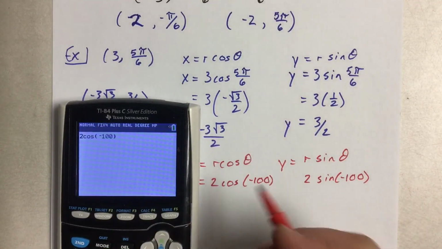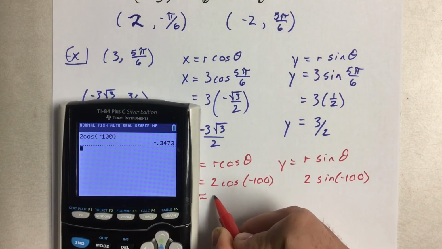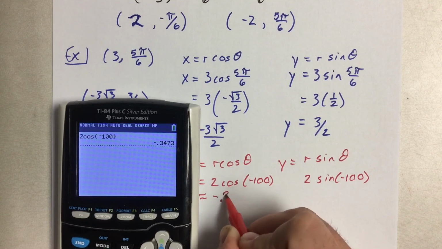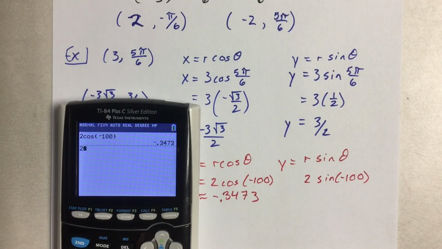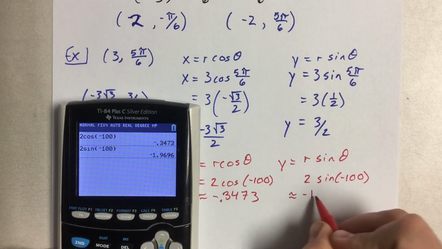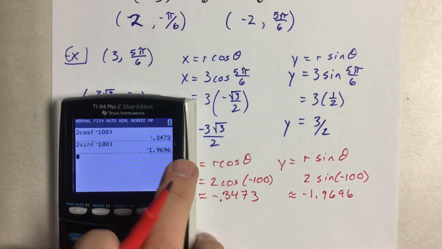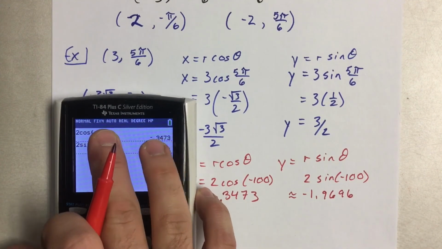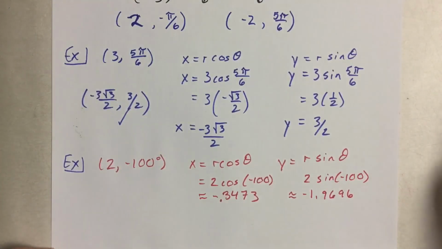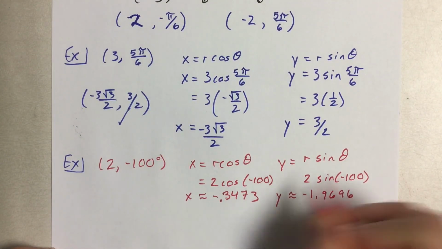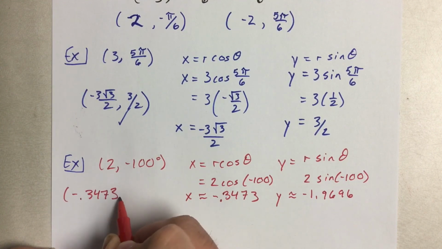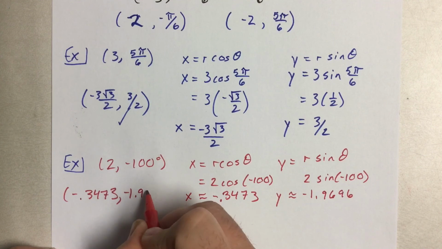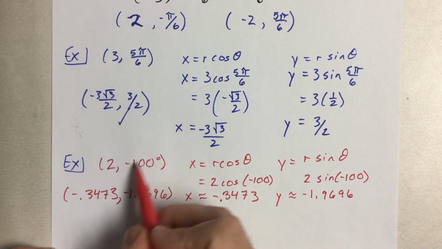So we just type in 2 cosine of negative 100, making sure we're in degree mode, which in this case we are, and we get approximately negative 0.3473. Okay, and then we have 2 sine of negative 100, giving us approximately negative 1.9696. I have my calculator fixed to 4 places, so you might have had more decimals there, but it should round to the same. And there we go. Negative 0.3473, comma, negative 1.9696.